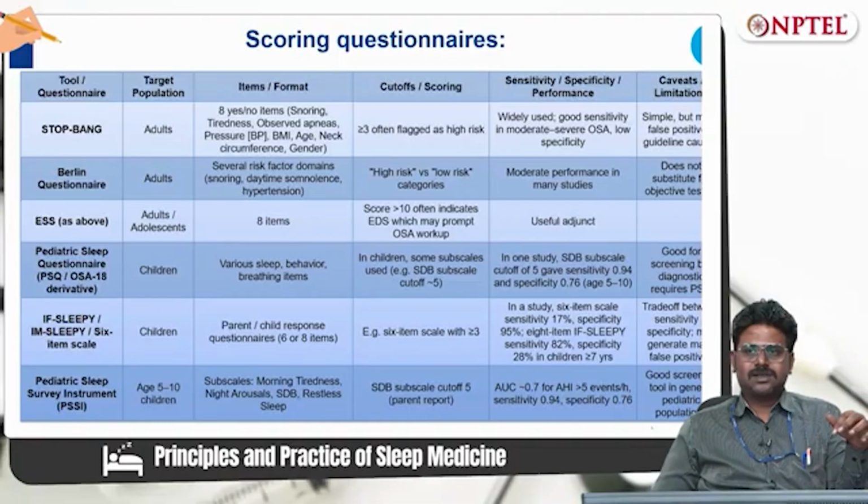Then the Berlin questionnaire does not substitute for objective testing. The pediatric sleep questionnaire is good for screening, but diagnosis requires polysomnogram. With the 6-item or 8-item scale questionnaire, there is a trade-off between sensitivity and specificity and it may generate many false positives. Then the pediatric sleep survey instrument is a good screening tool in general pediatric populations.